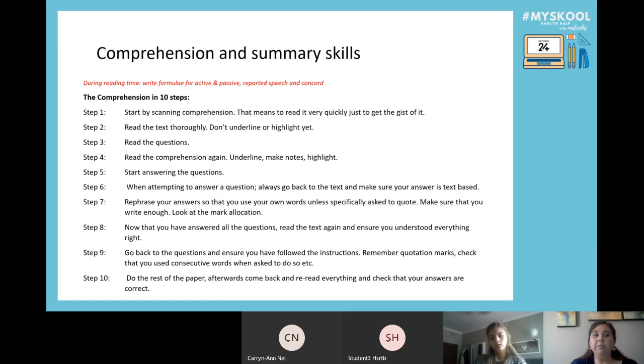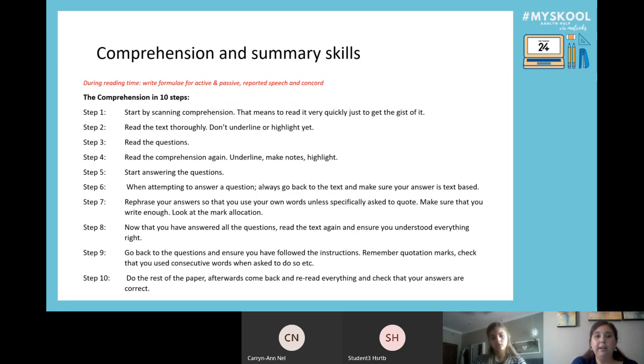Remember, in the comprehension, they will tell you refer to paragraph 1, refer to paragraph 2, and so forth. So go back and before you answer that question, reread paragraph 1 and make sure that your answer is text-based. Then, rephrase your answers so that you use your own words unless specifically asked to quote.